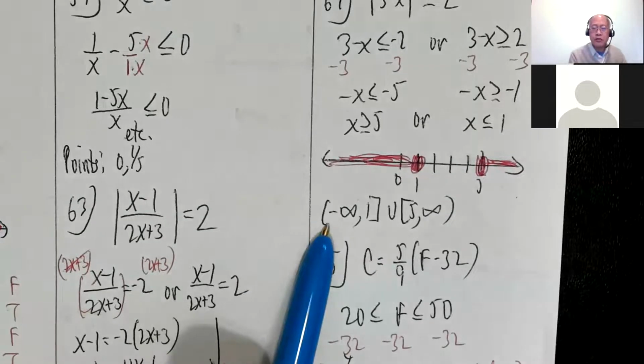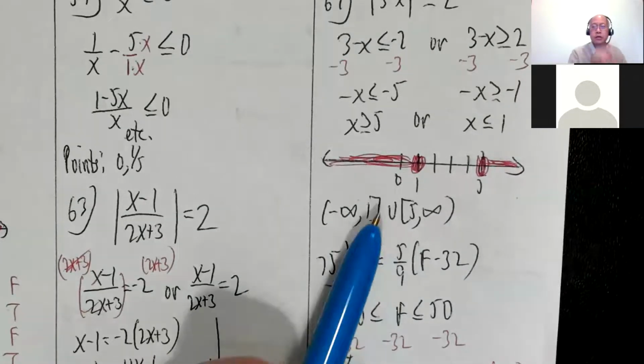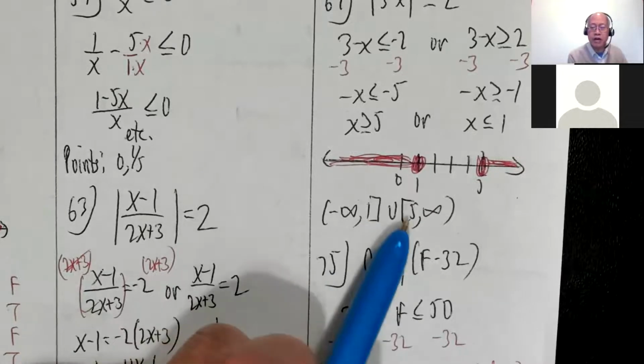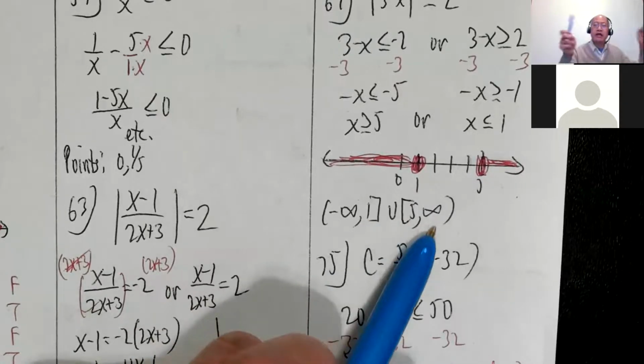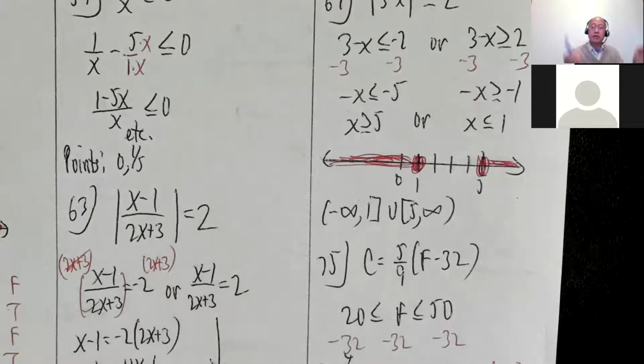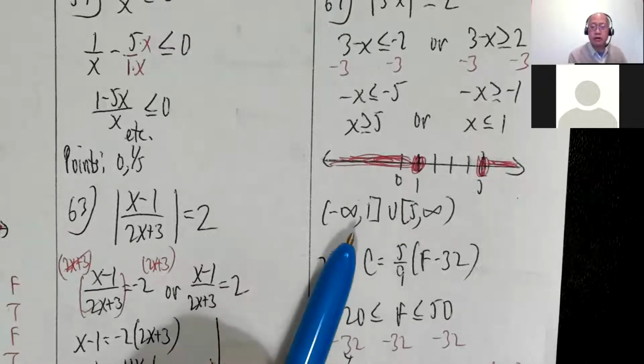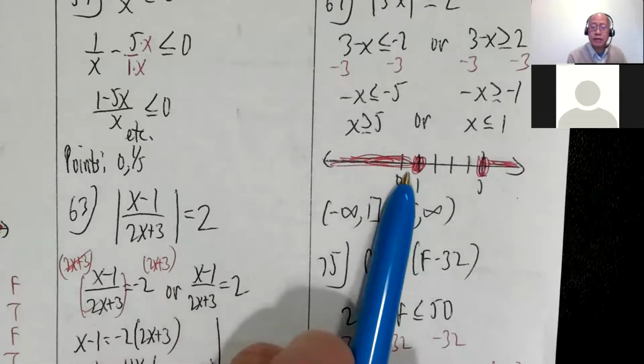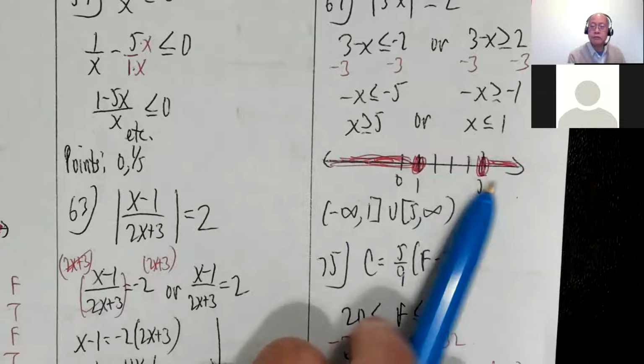So I have negative infinity, 1 bracket, union. You always use a U for union when you join one or more sets. Union bracket 5 comma infinity. And remember, negative infinity and positive infinity are always with parentheses. You never have brackets for infinity or negative infinity. For numbers, it could be bracket or parenthesis, depending on whether you have an open or closed circle.